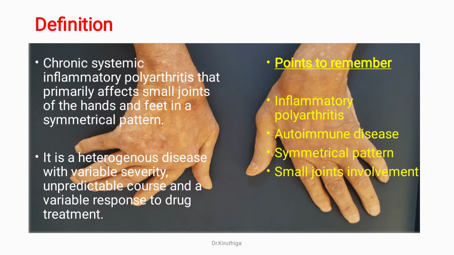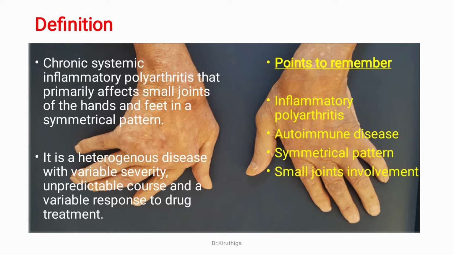It is the classical feature of rheumatoid arthritis because the initial manifestations are seen in the small joints of the hand and feet in a symmetrical pattern. What is symmetrical? Bilateral involvement of the joint. In osteoarthritis, initially one joint is affected and in a period of 3 to 6 months the other joint will also be affected, asymmetrical to symmetrical. Whereas in rheumatoid arthritis, the presentation will be seen in both joints.